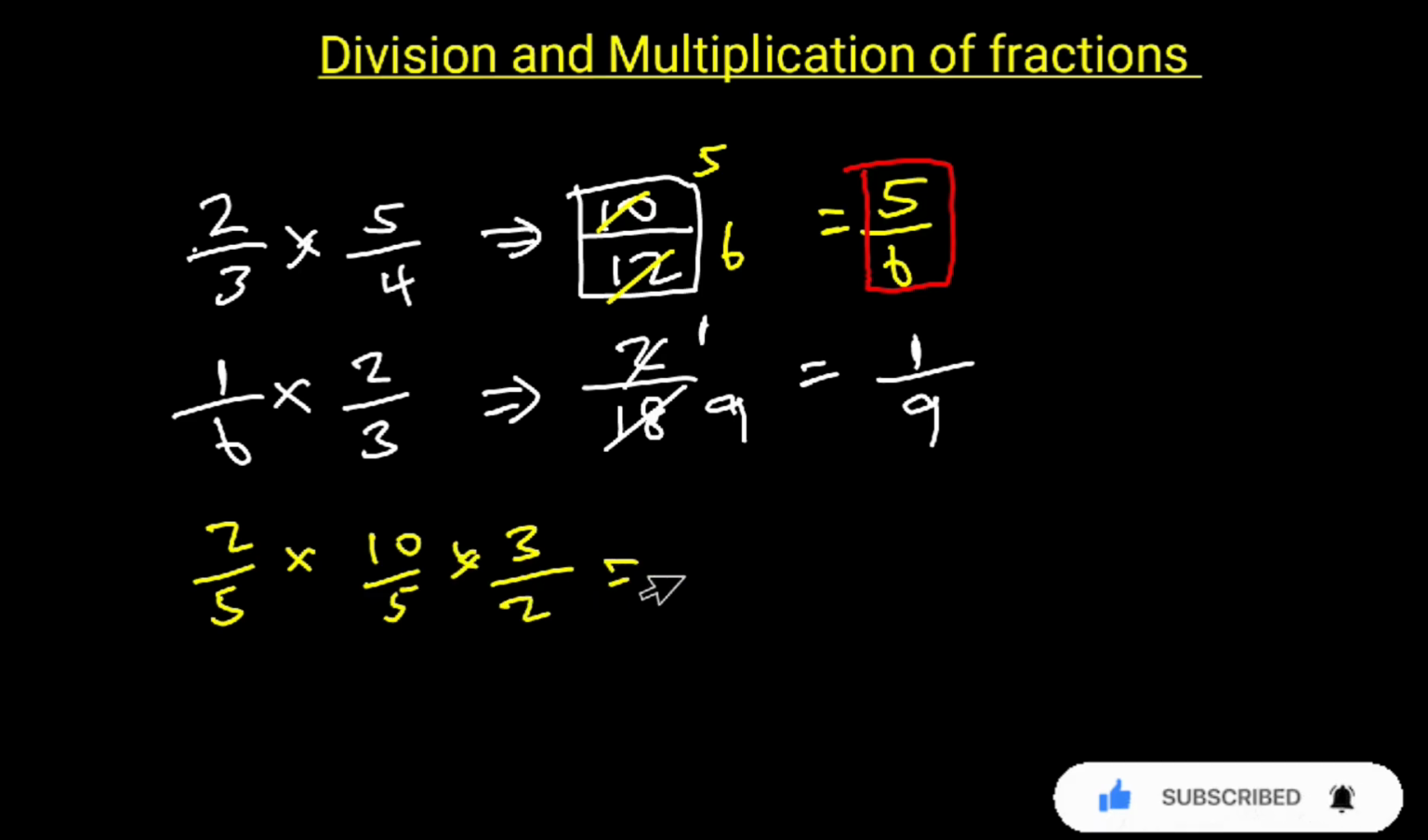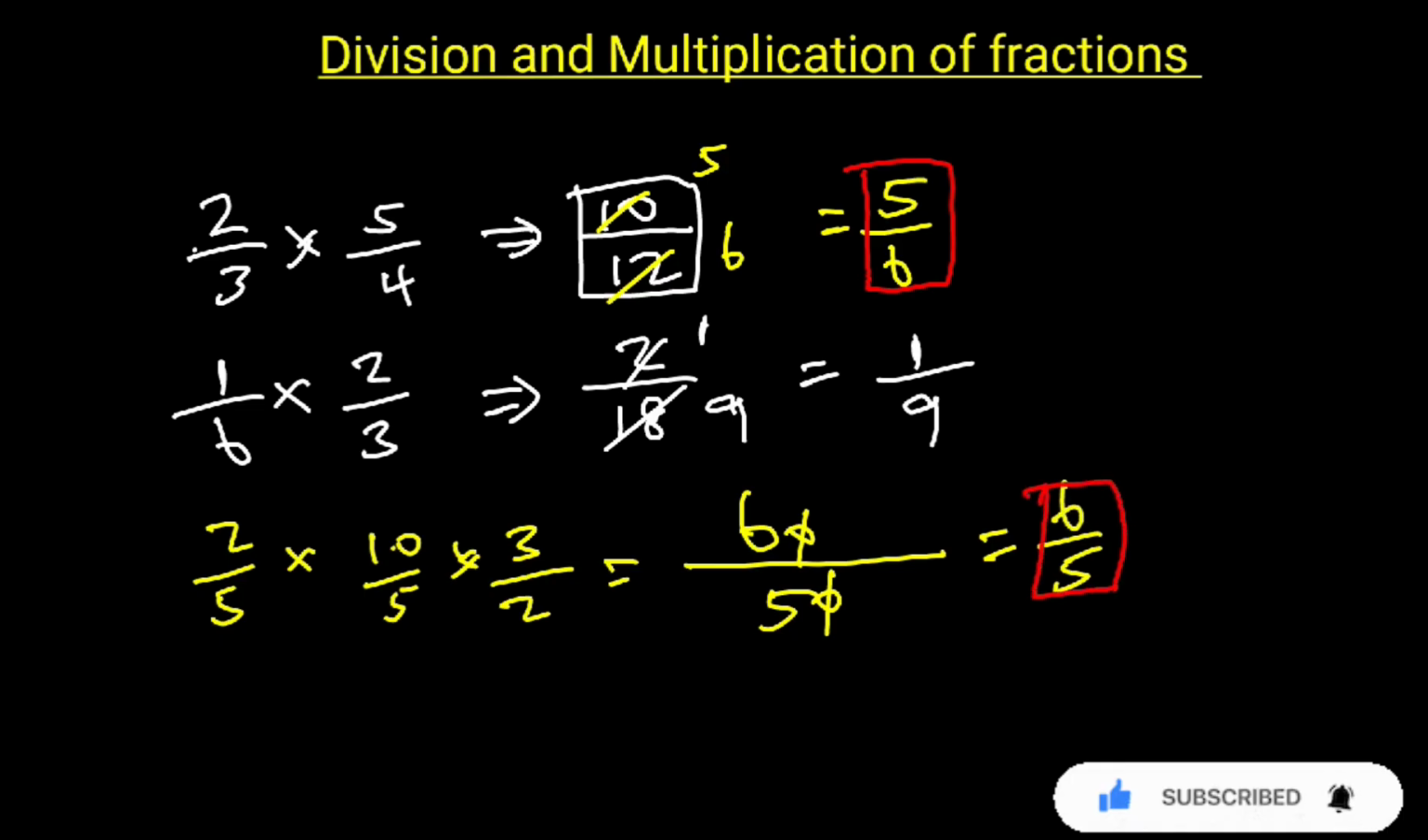So this is going to be equal to, and by the way, you can start with either numerator or denominator. So in this case, let's start with the denominator. 5 times 5 is 25, 2 times 25 is 50. And so the numerator, 2 times 10 is 20, 3 times 20 is 60. And so you can reduce this to its simplest form. By just cancelling these zeros, we're going to have 6 over 5 as our final answer to this question. So let's solve one more question on multiplication of fractions.